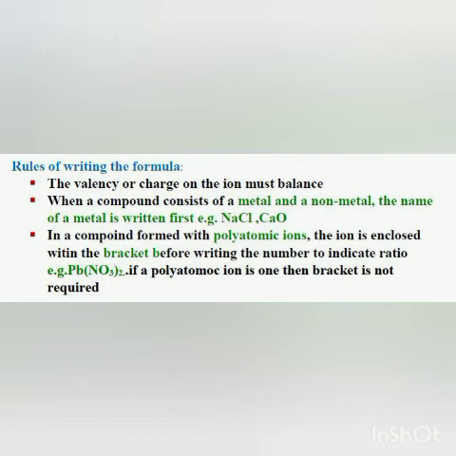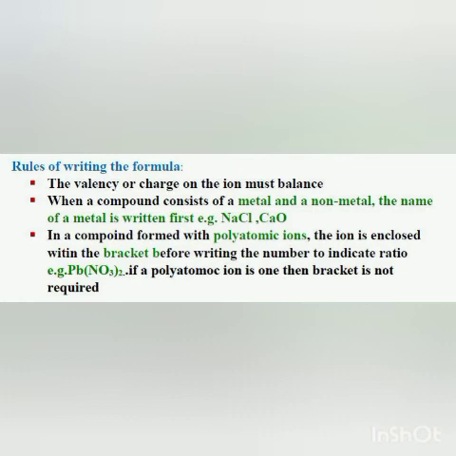So if the compound consists of a polyatomic ion, then what is done? That polyatomic ion is enclosed within the bracket. And if the polyatomic ion is 1, then the bracket is not required.